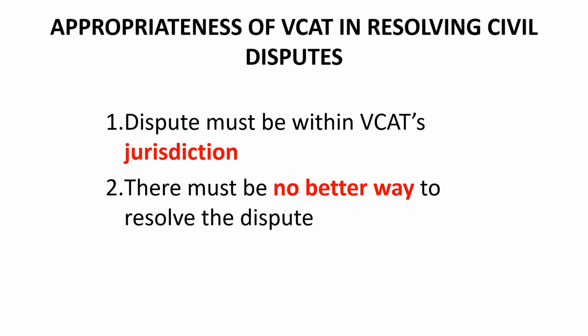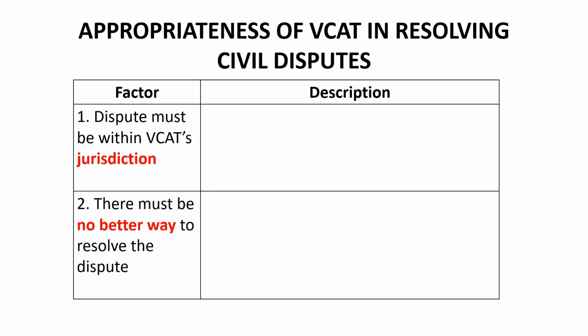Our second learning intention requires you to be able to discuss the appropriateness of VCAT in resolving civil disputes. In discussing whether VCAT is an appropriate dispute resolution body for resolving a particular civil dispute, there are two factors that you need to consider. In summary, VCAT will be an appropriate body for resolving a civil dispute if, first, the dispute is within VCAT's jurisdiction, and second, there is no better way to resolve the dispute. We'll look at these two factors in more detail in a moment.